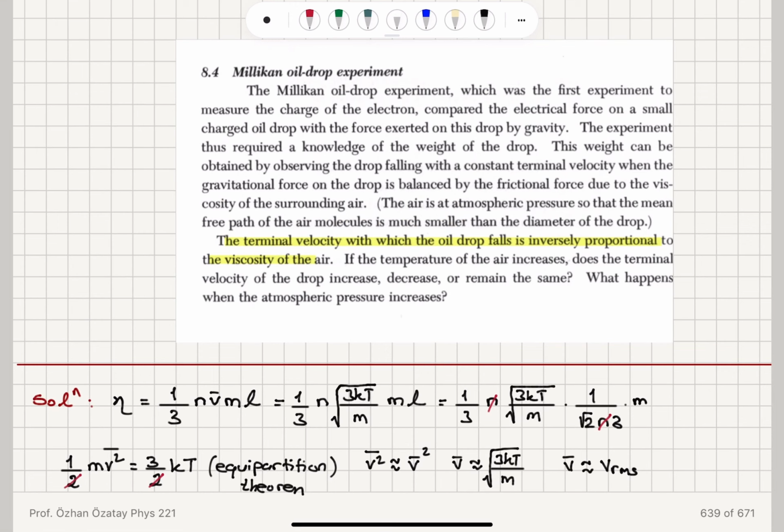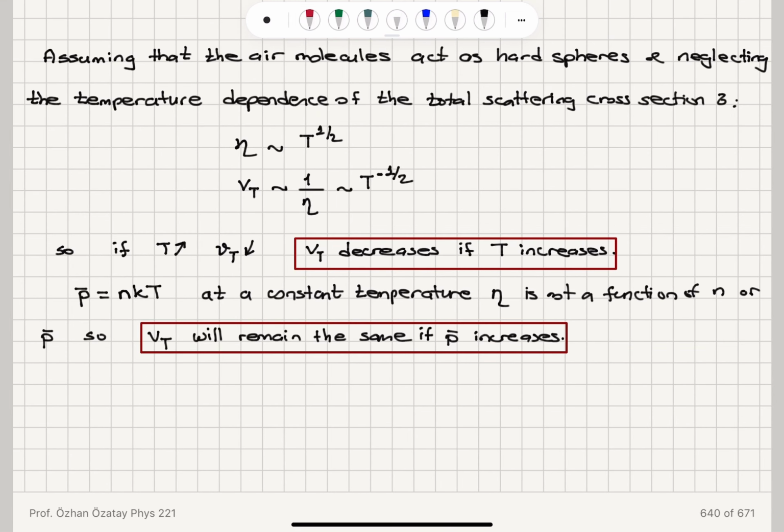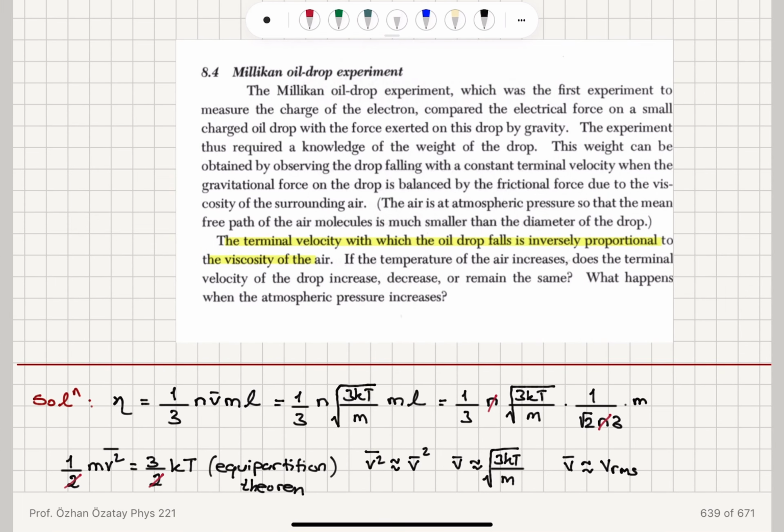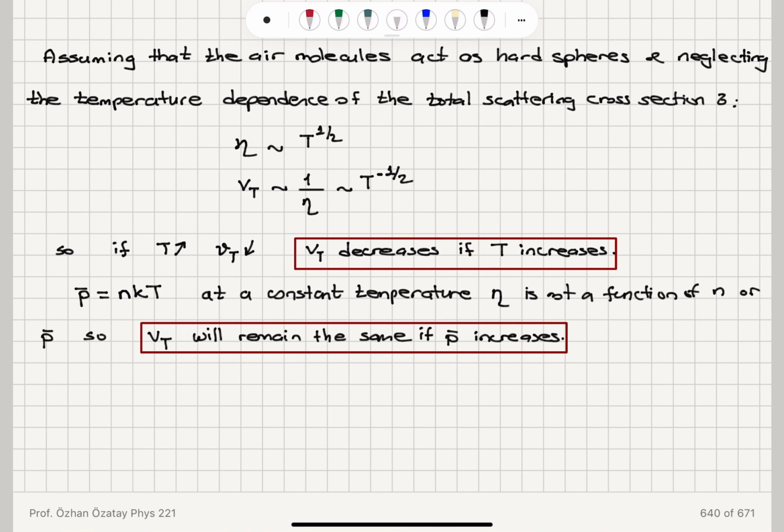What happens when the pressure increases? Using the ideal gas law, the pressure is number density times Boltzmann constant times temperature. At a constant temperature, P bar and n are proportional to each other. So since the viscosity is not a function of n, it's also not a function of pressure. So the terminal velocity will remain the same if the mean pressure increases.